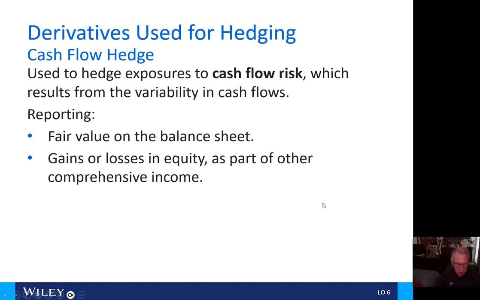transactions. Okay, so now the cash flow hedge. Now here it's used to hedge exposures to cash flow risk, which results in variability in cash flows. And we're going to report that as fair value on the balance sheet. And bullet point 2, the gains or losses in equity is part of other comprehensive income.